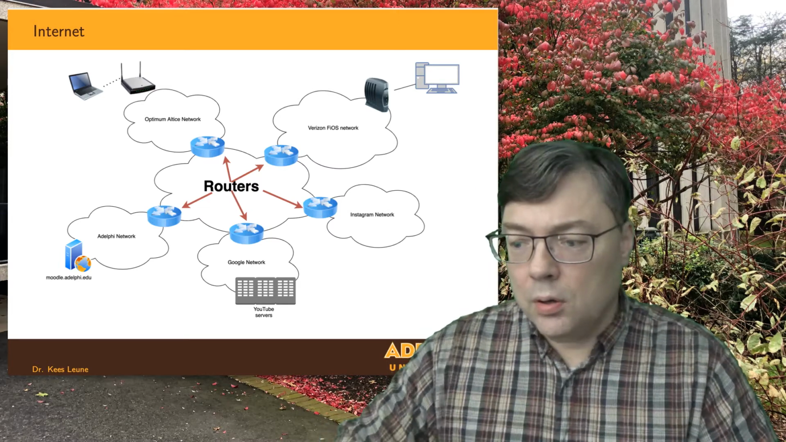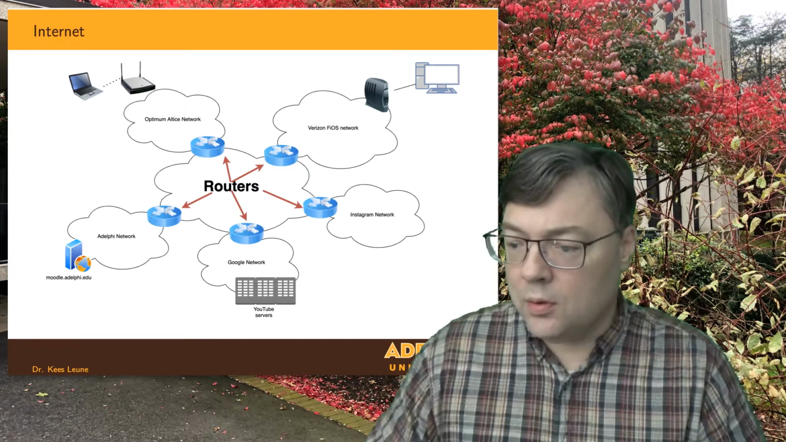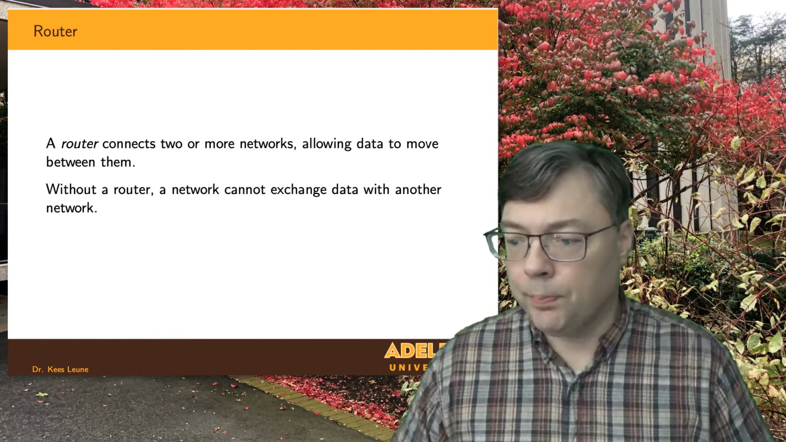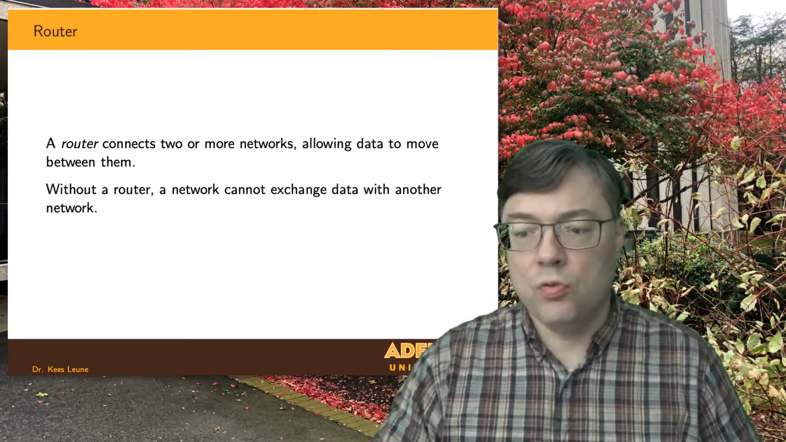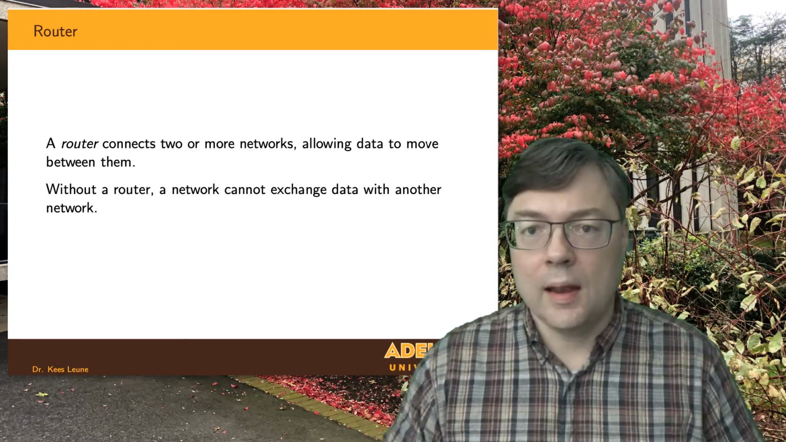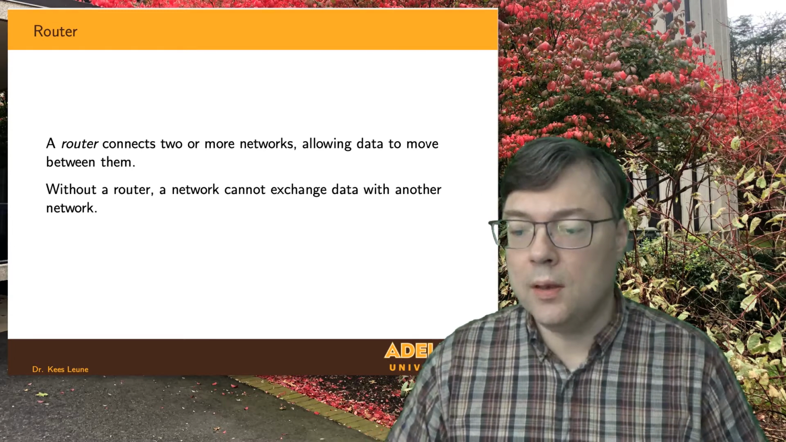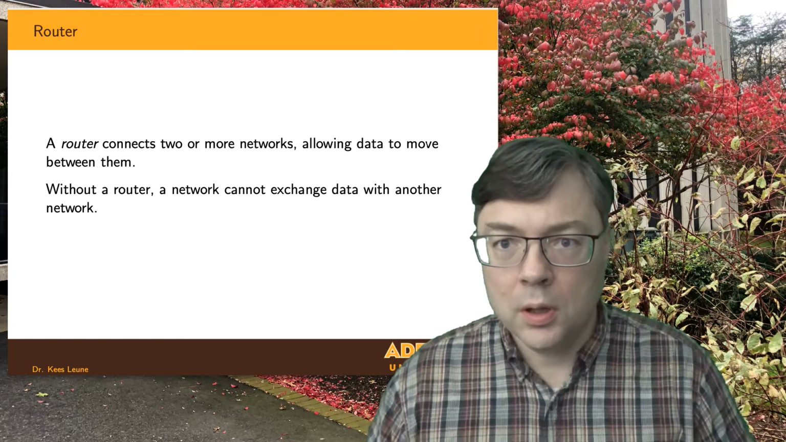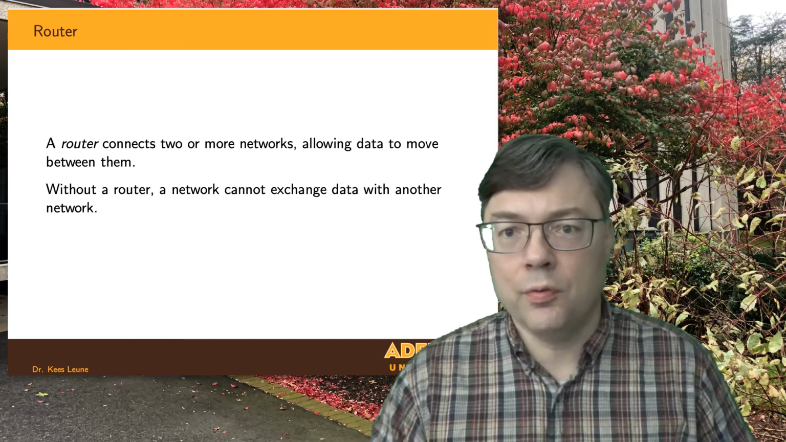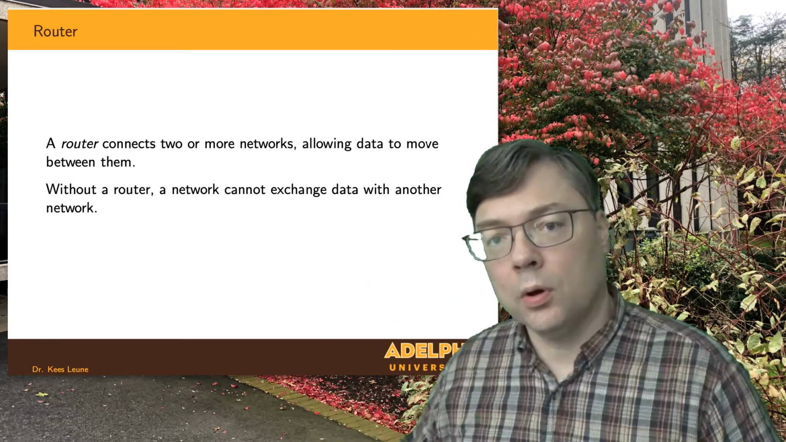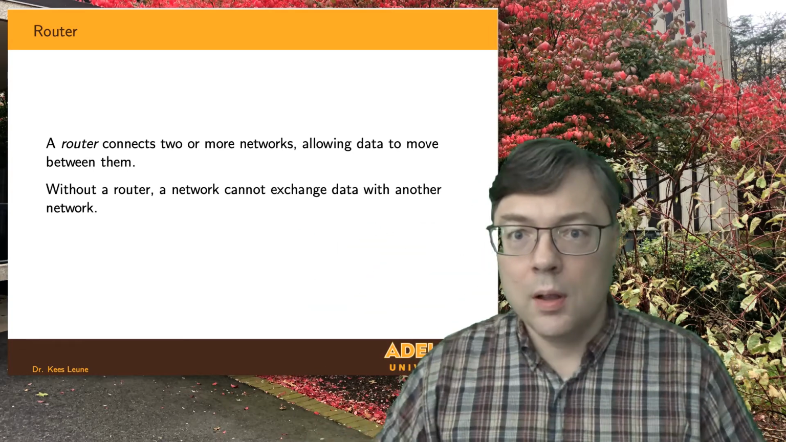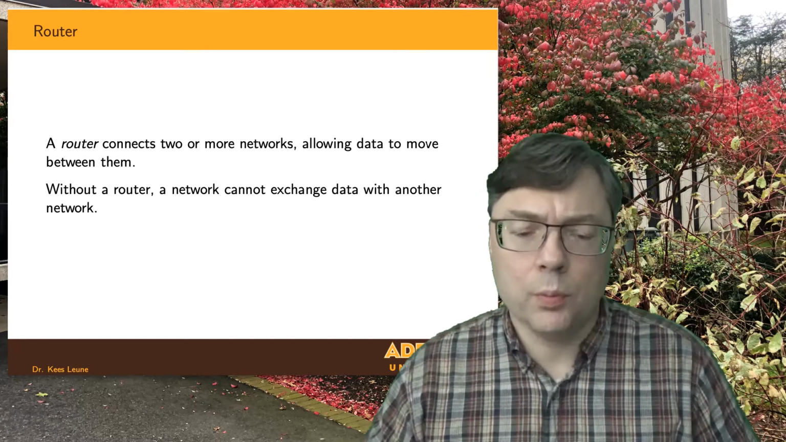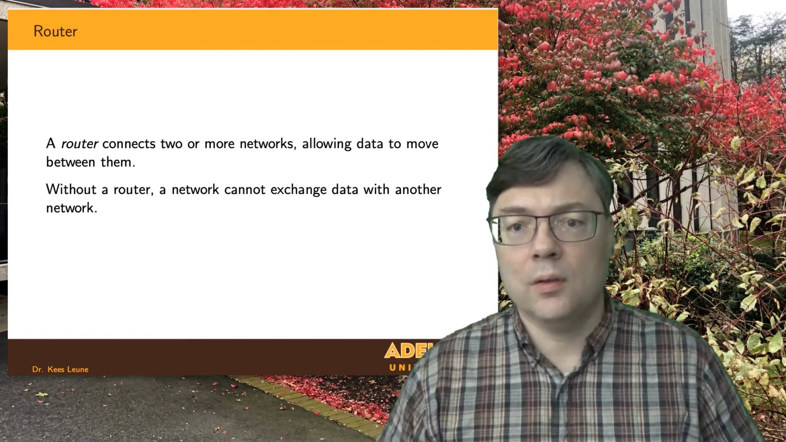It is the router, those devices that I'm depicting here as these blue disks, that make that possible. The router connects 2 or more networks, and it allows data to move between those networks. It also means that if you do not have a router, you cannot exchange information that goes off a network or onto another network. The router is that device that connects 2 networks together, or more networks, and allows information to exchange between them.